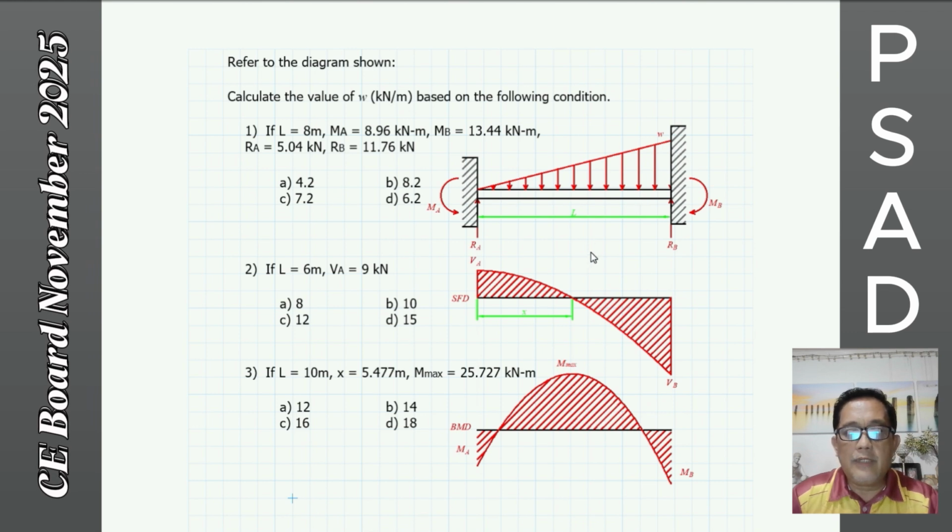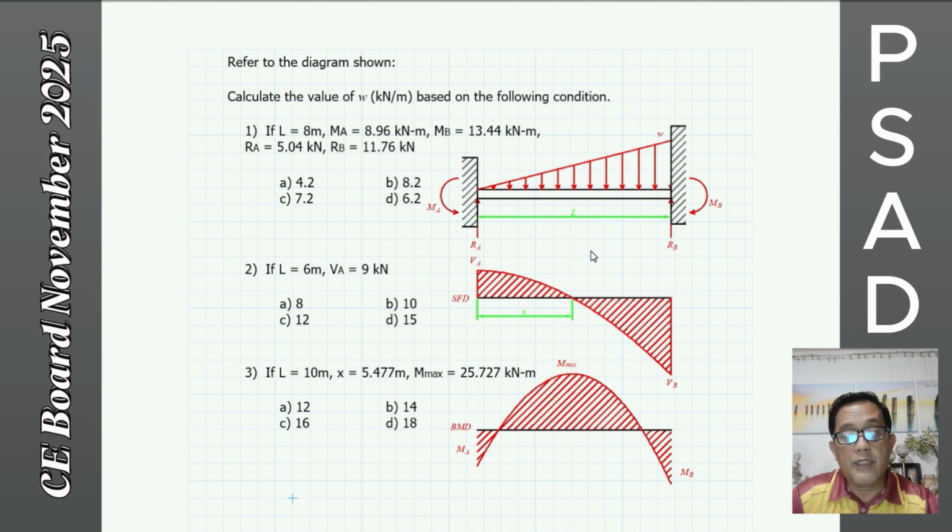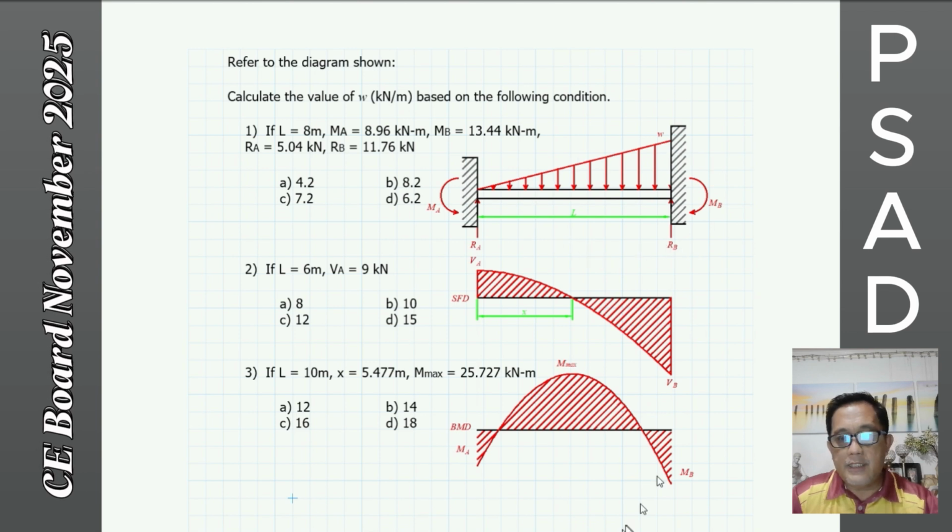There are a lot of given values here: M sub A, M sub B, R sub A, and R sub B. So I can think of at least 4 ways to solve this one. Since this is the board exam, examinees are expected to have memorized the different formulas for fixed end moments. For this particular case, moment MA is WL square over 30 and moment MB is WL square over 20.